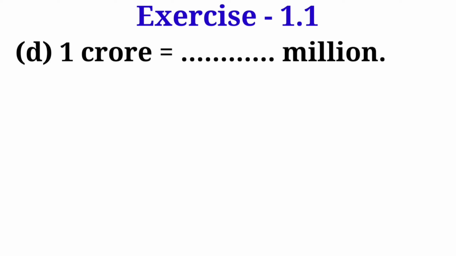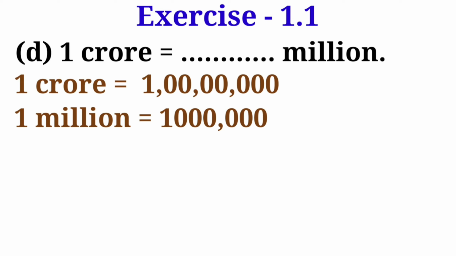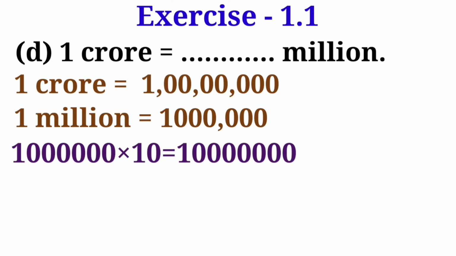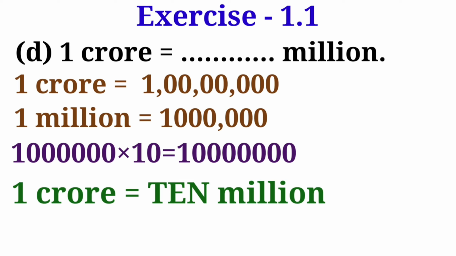Now in D part we are asked 1 crore is equal to dash million. Now again we know that in 1 crore there are 7 zeros and in 1 million there are 6 zeros. Now again, what will you do, you have to multiply 1 million by 10 to make it a crore. So 1 crore is equal to 10 million.